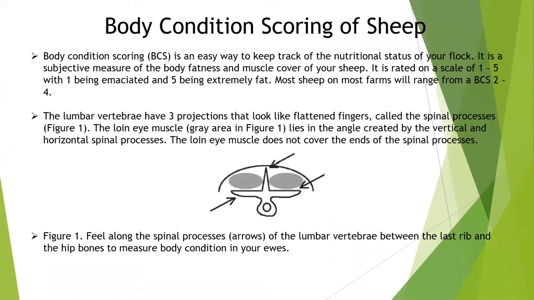Just some quick tips. And I like this one. Again, it's a way to keep track of the nutritional status of your flock, 3 being ideal. Basically what it is, you've got your lumbar that have 3 projections that look like flattened fingers. That's your spinal process. What you're feeling for is how well you can or cannot feel that spinal process.